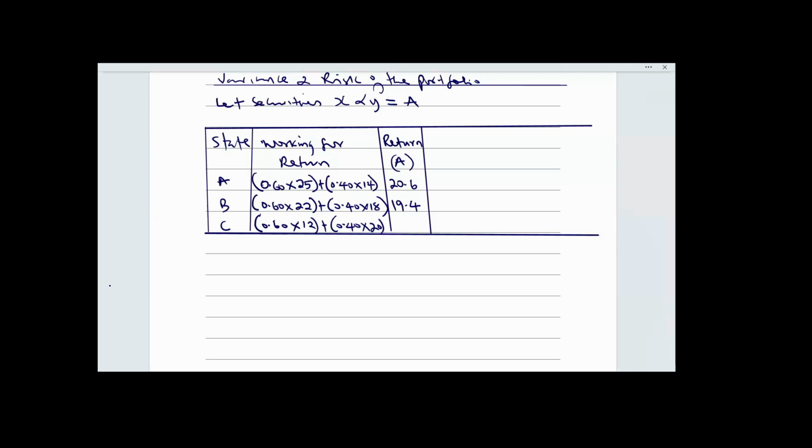Let me recalculate. Open a bracket, 0.6 multiplied by 22, close the bracket, plus open another bracket, 0.4 multiplied by 18, close the bracket. Equal, that's 20.4. This is not 19, it's 20.4.